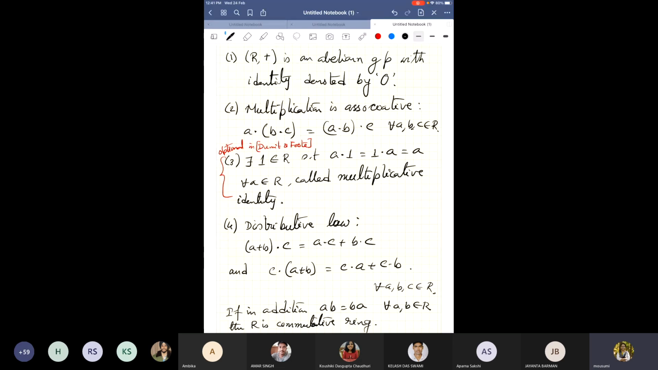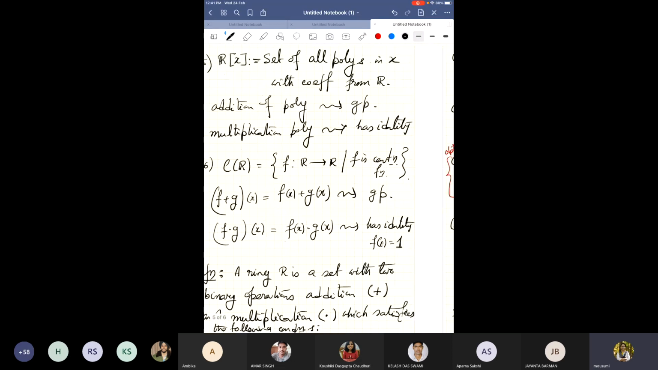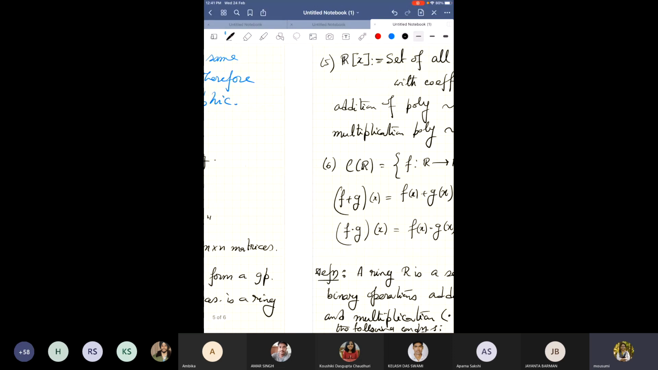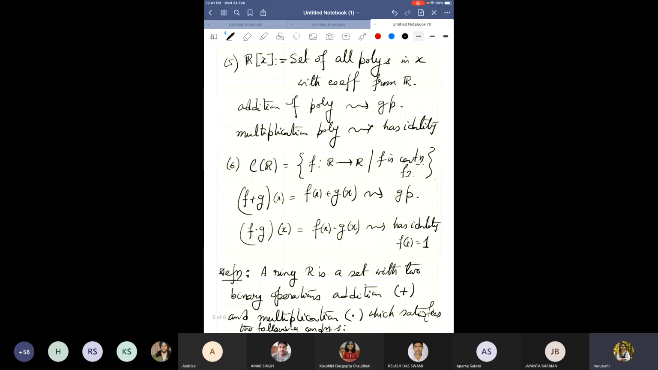So now the examples, we have already seen the examples. Let me just go back. So all these are examples of rings. This set is a ring. Then the set of all polynomials is a ring. Okay. So all these are examples of rings.